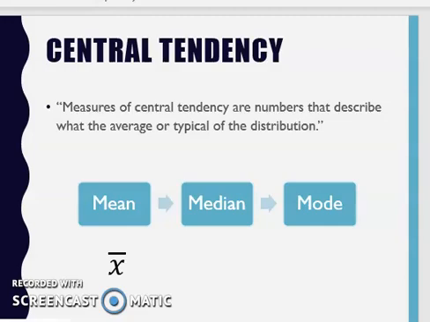Another problem with the mode is that it does not always provide us with a good measure of central tendency, where the most common value is far away from the rest of the data set.